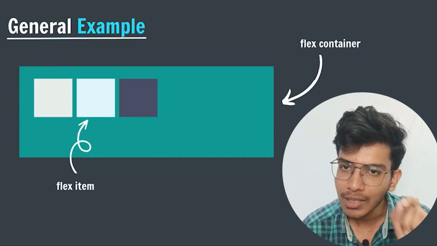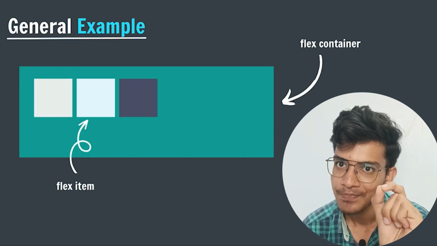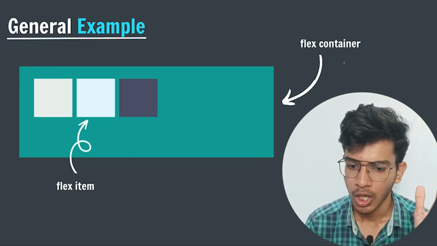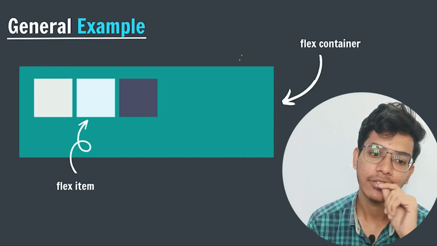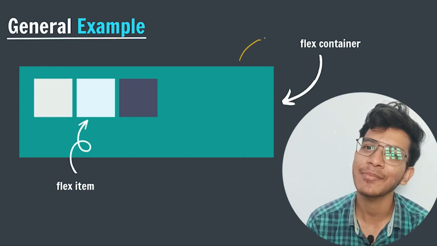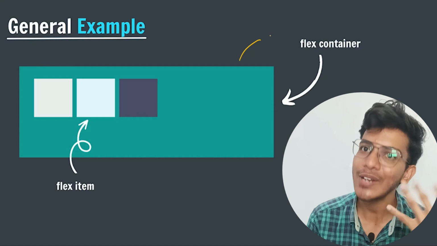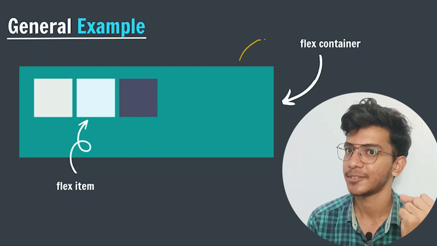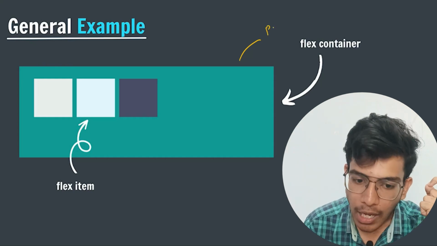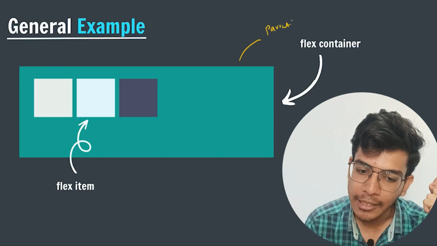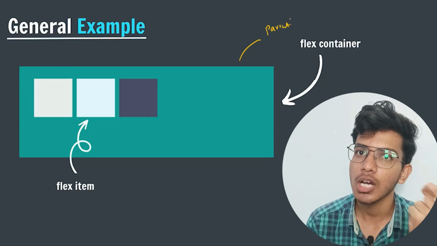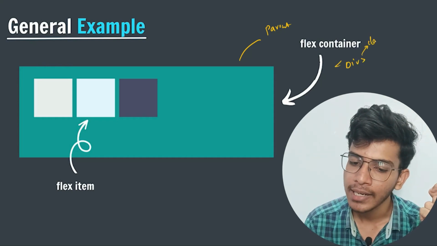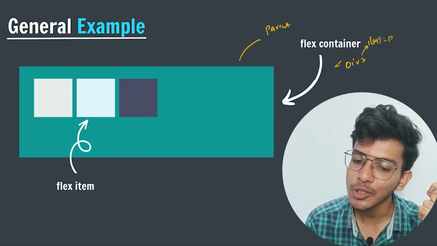Okay, so what I have created in my code is that, first of all, I have created a parent div, or you can call it a container, right? It will store other elements. The work of a div is to store other elements. So I have created a parent container, and here I'm giving class equals to parent.